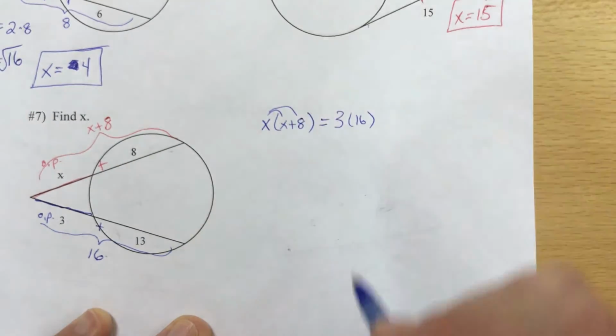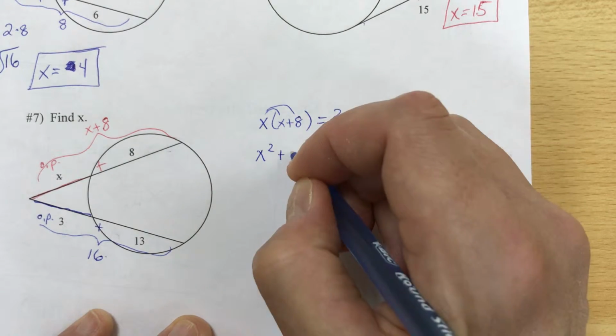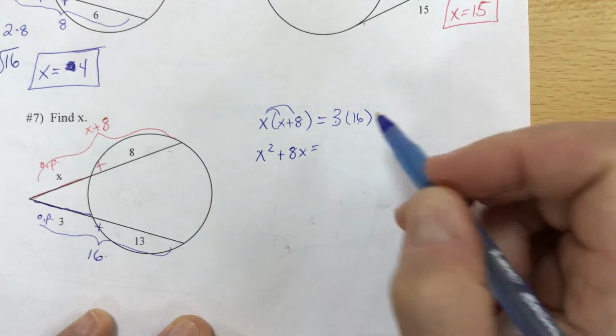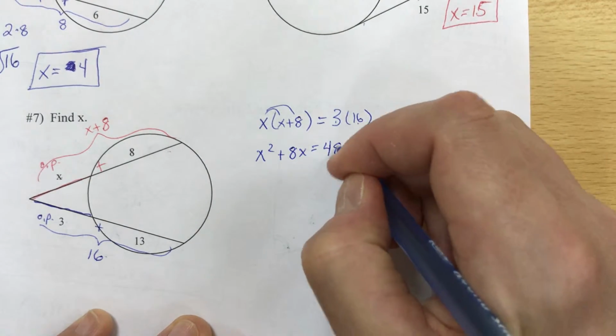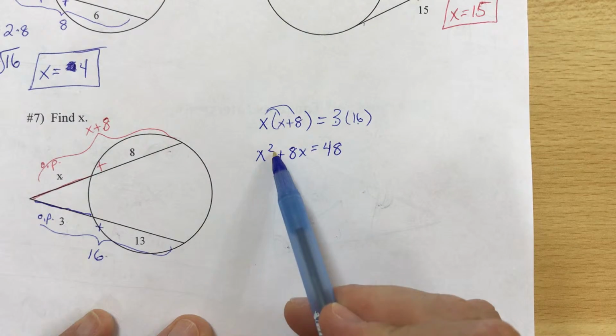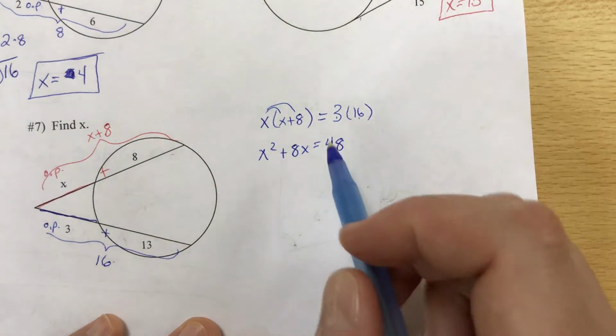When you multiply here, when we distribute, x times x is x squared plus 8x equals 3 times 16 is 48. Now this is a quadratic equation because we have the x squared term. So to solve this, there are a couple ways to go.